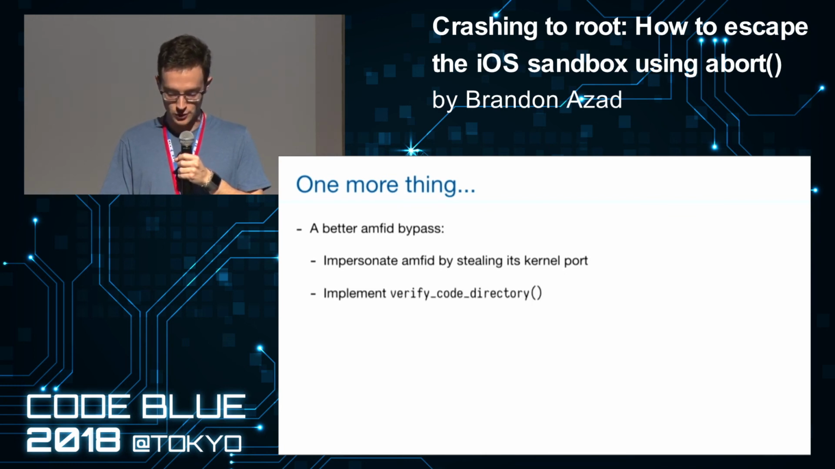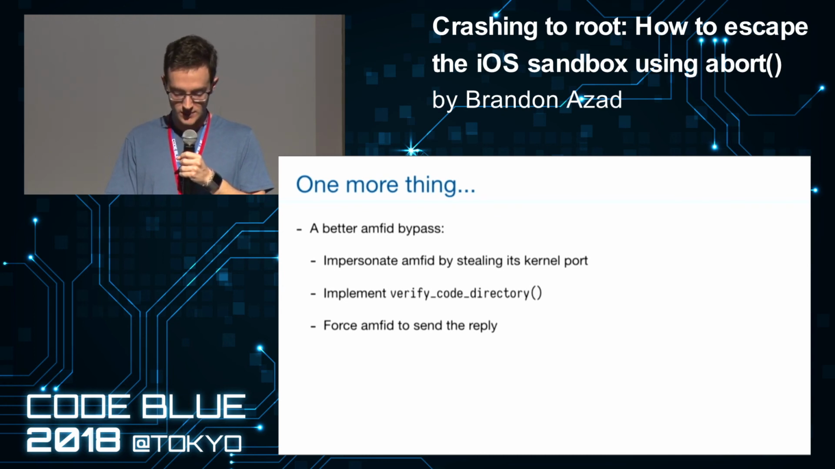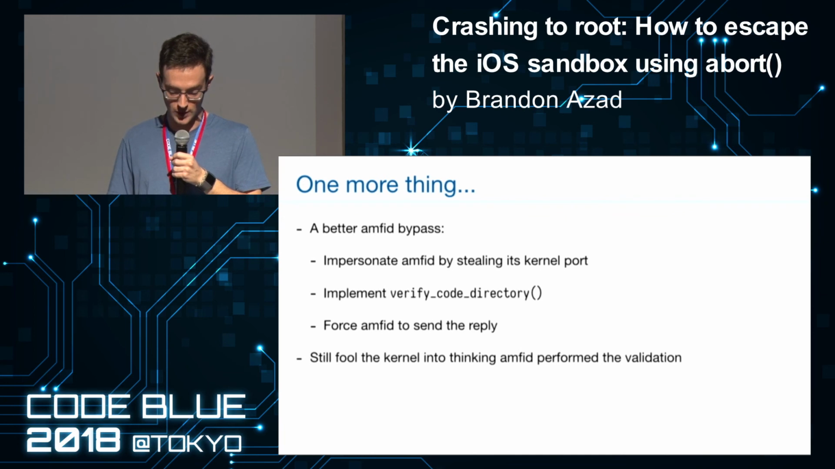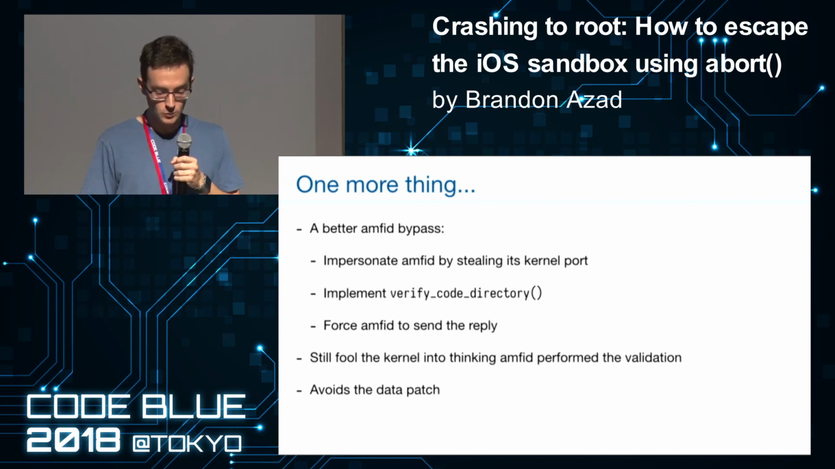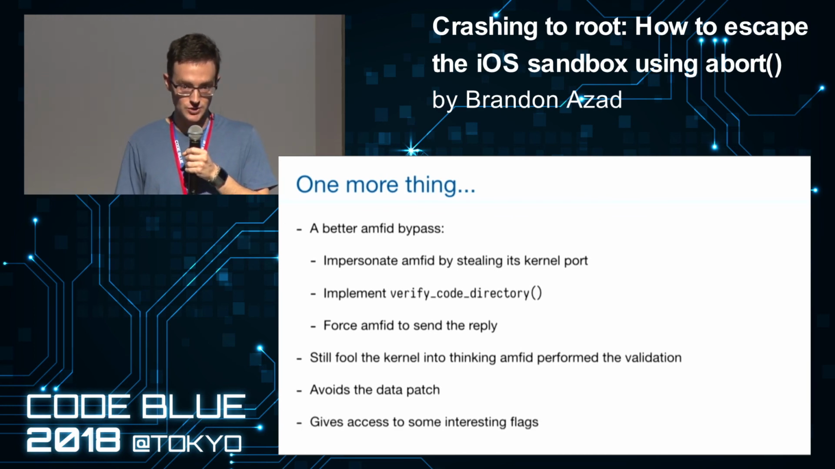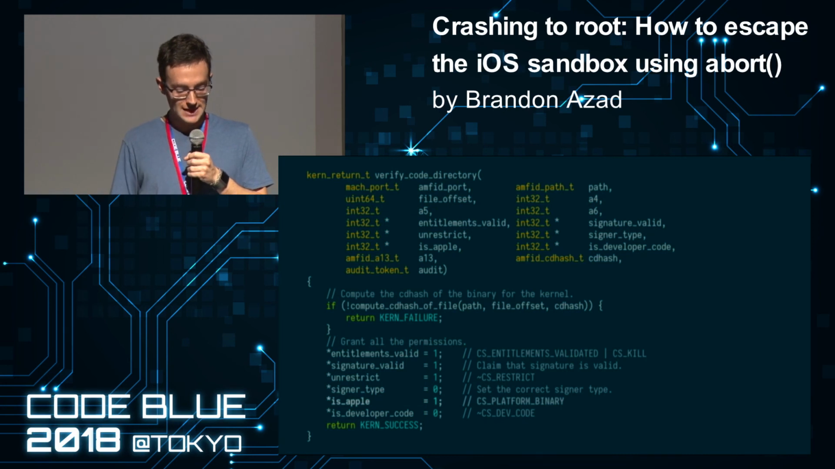We implement verify_code_directory to directly handle the upcall from AMFID ourselves. And then finally, we use code execution inside of AMFID to make AMFID send the reply that we want back to the kernel. Since the AMFID process actually sends the reply, we still fool the kernel into thinking AMFID performed the validation. However, this approach has a few neat advantages. For one thing, it avoids the data patch, but much more importantly, it gives us access to some very interesting flags. Here's an example implementation of verify_code_directory using this technique.